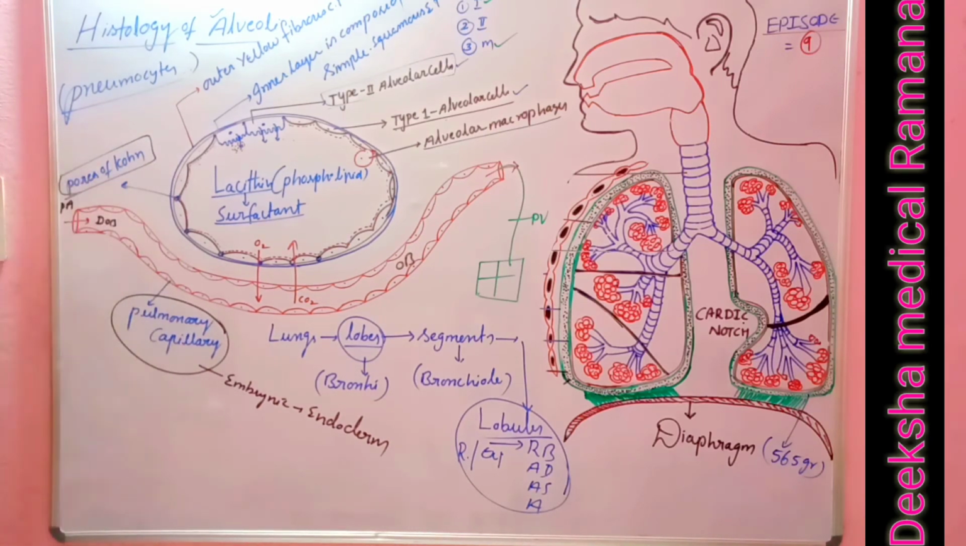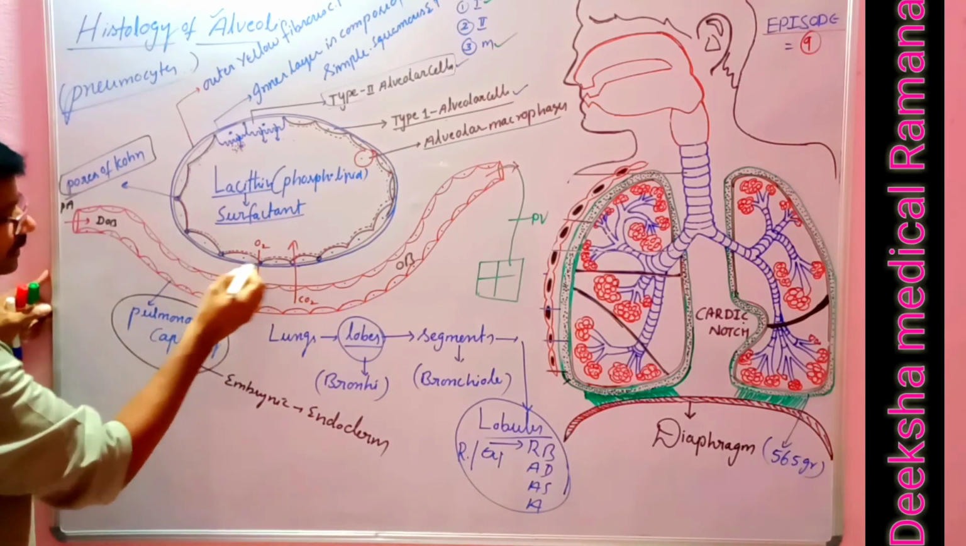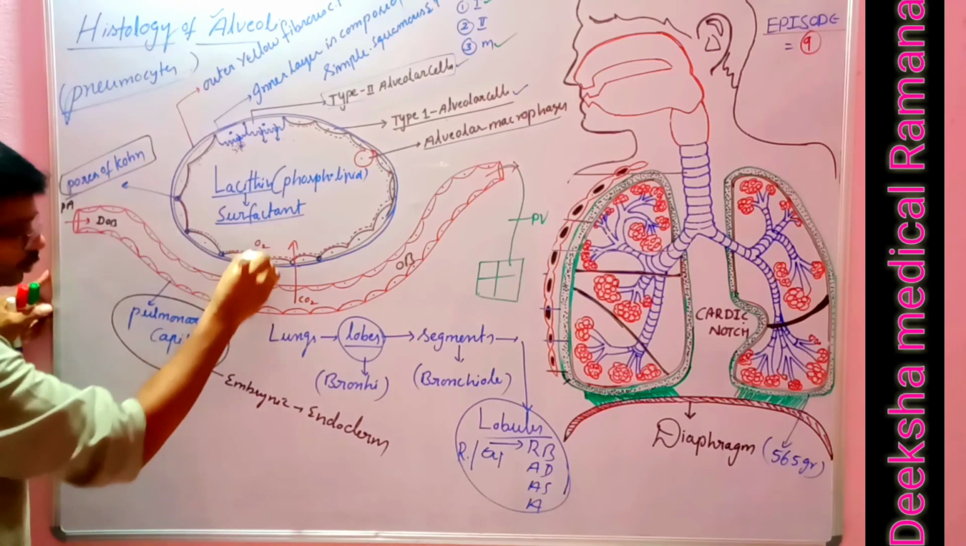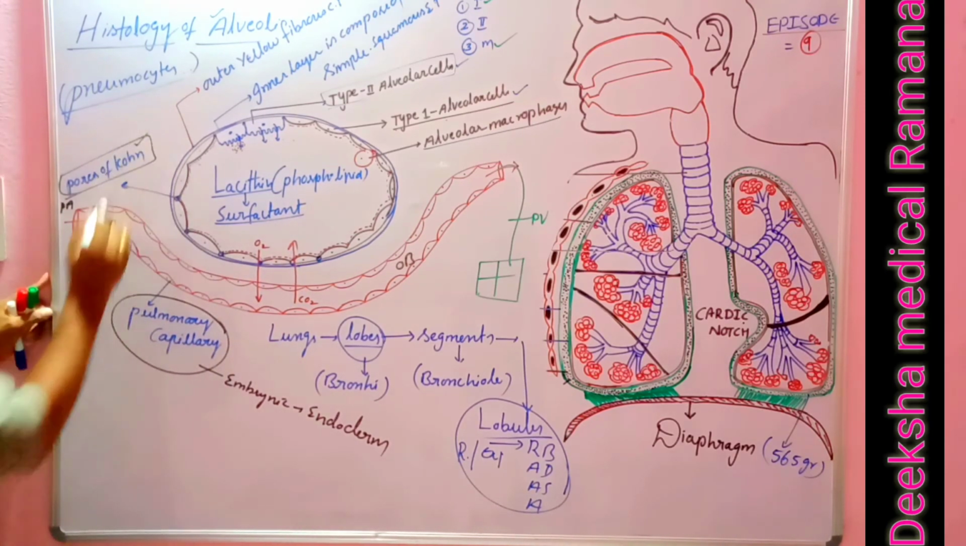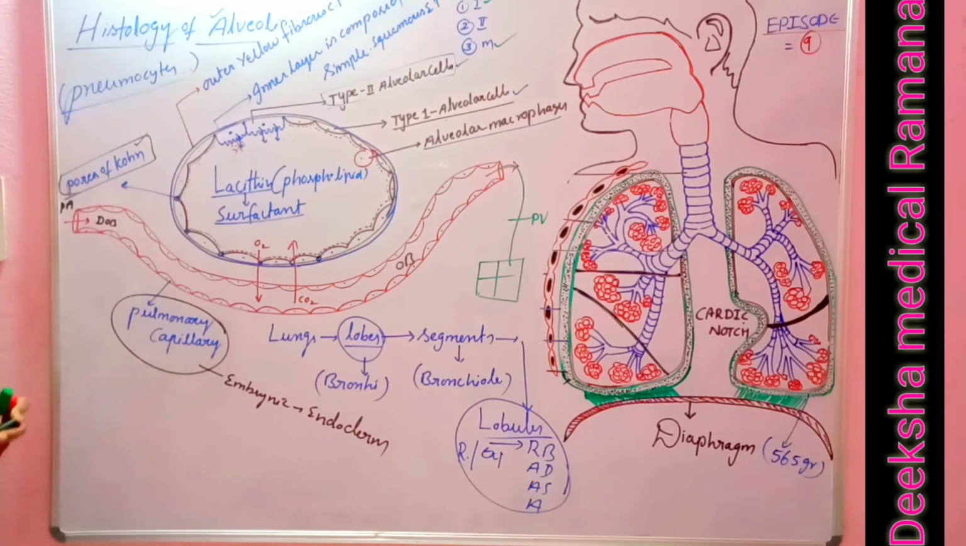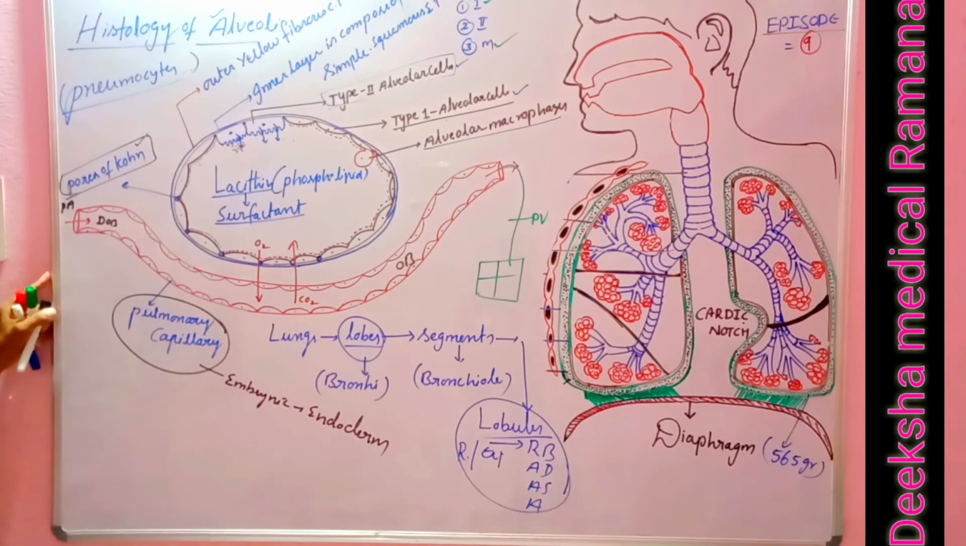That is the pores of Kohn. Pores of Kohn are small pores present between the simple squamous epithelial cells. Through them, gases can be exchanged. These pores were first identified by Kohn, which is why they are called pores of Kohn. It is a characteristic of mammalian lungs. I hope you understand the complete respiratory system of human beings.